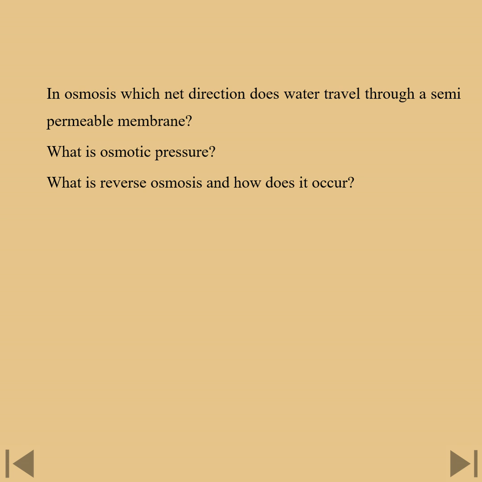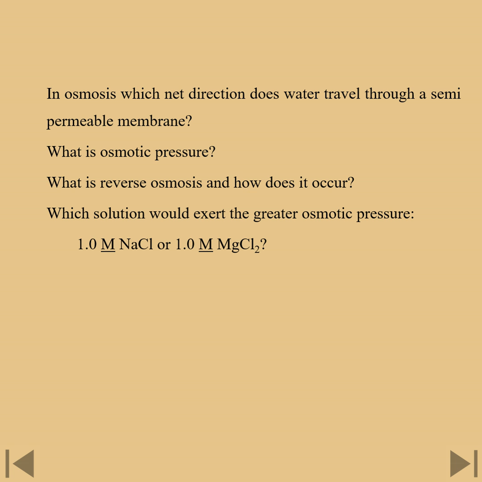And now, what solution would exert the greater osmotic pressure, 1 molar sodium chloride or 1 molar magnesium chloride? Well, the 1 molar sodium chloride would be 2 osmolarity in concentration, I is 2, whereas a 1 molar magnesium chloride is 3 osmolarity, I is 3. So the magnesium chloride.